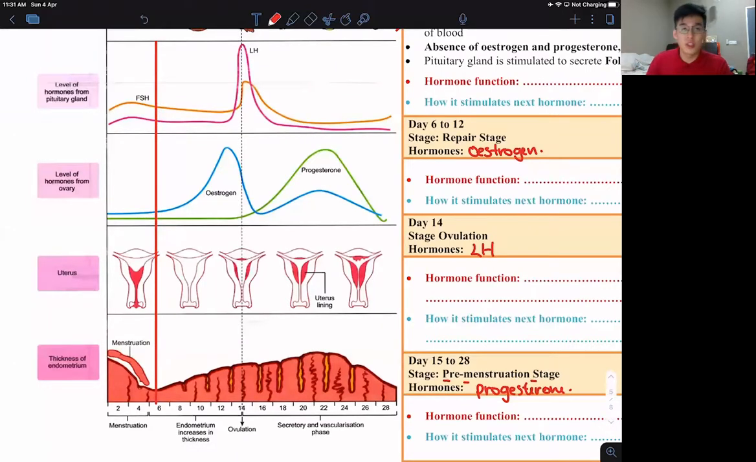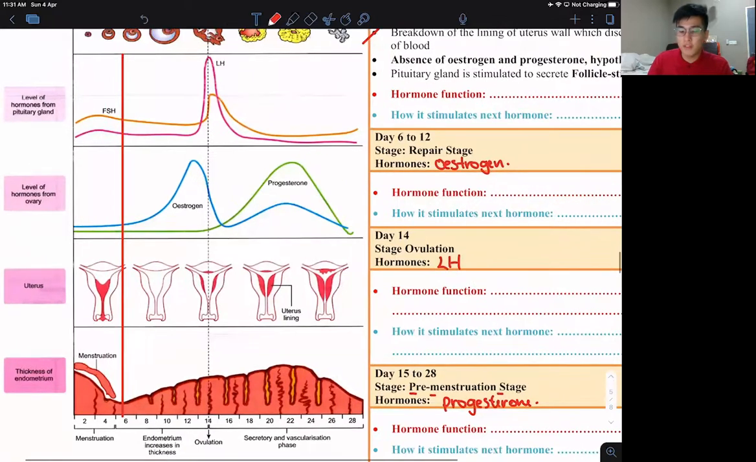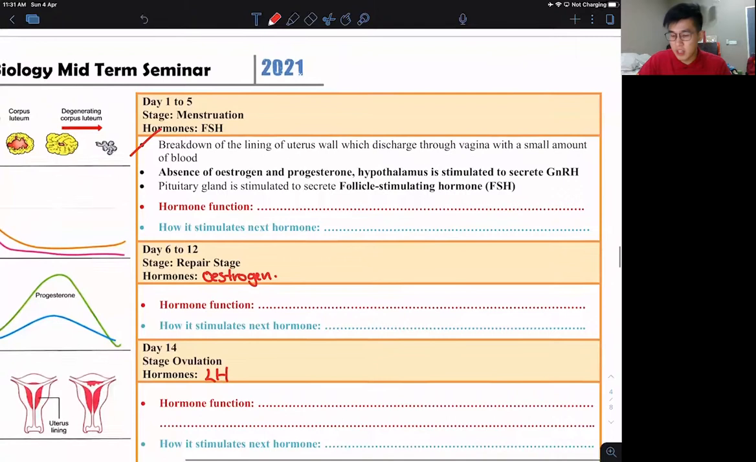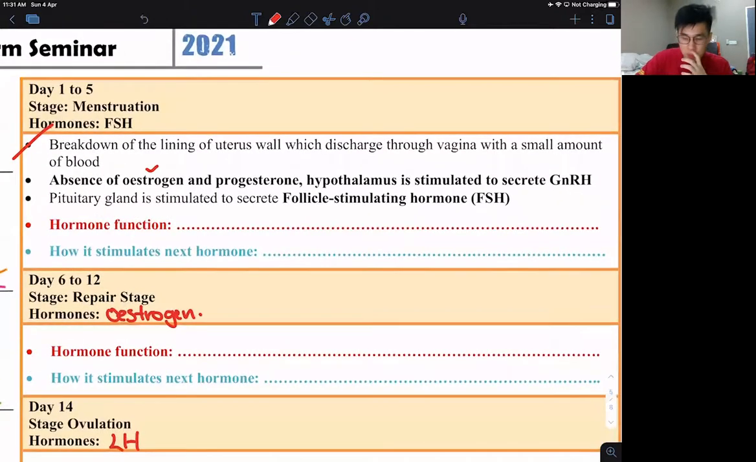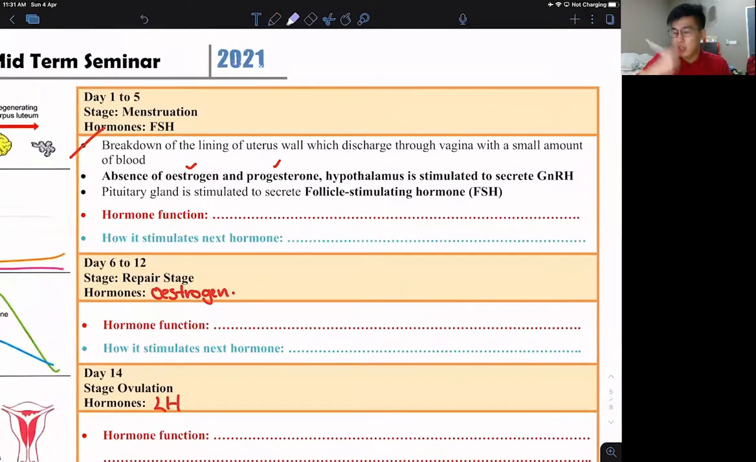Basically, when menstruation occurs, all the hormone levels are low, apart from a bit of FSH. Since all the hormones are low, you can see an absence of estrogen and progesterone. Remember, progesterone is a negative feedback mechanism. That's why it will stimulate GnRH to be secreted and therefore stimulate FSH.